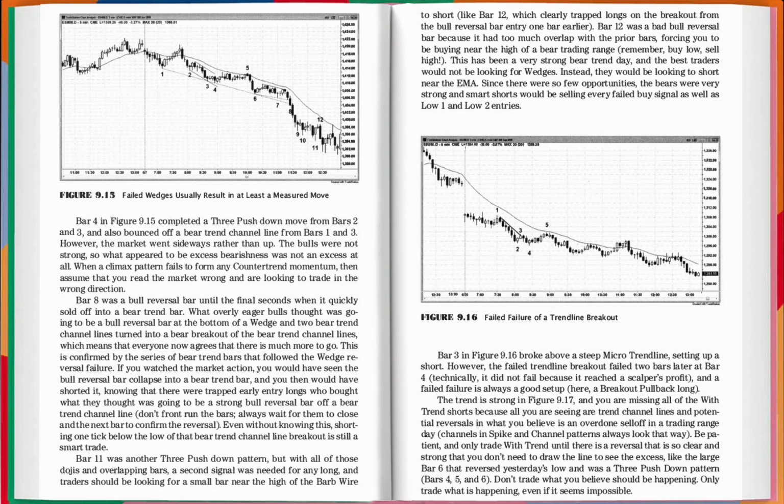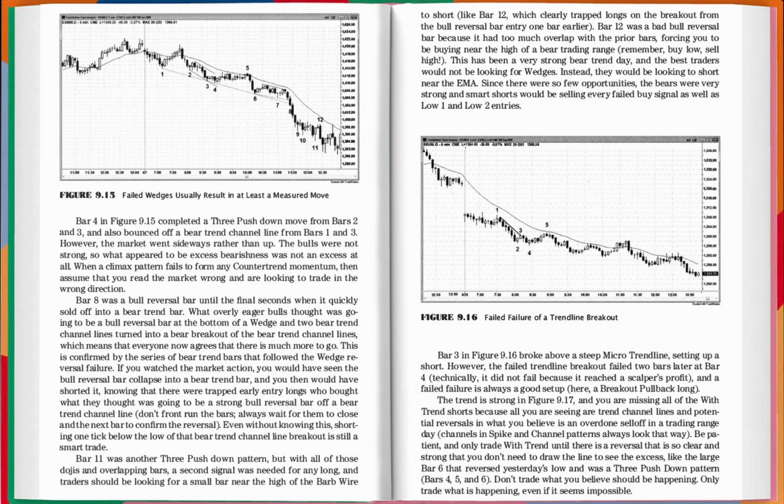This has been a very strong bear trend day, and the best traders would not be looking for wedges. Instead, they would be looking to short near the EMA. Since there were so few opportunities, the bears were very strong and smart shorts would be selling every failed buy signal as well as low 1 and low 2 entries. Bar 3 in figure 9.